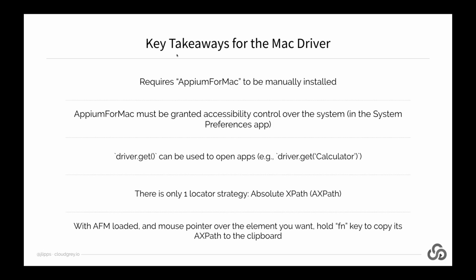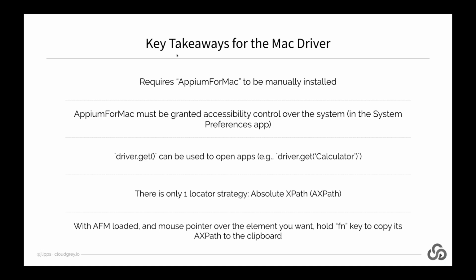First of all, there is an actual Mac application, a .app that runs on a Mac called Appium for Mac, and this has to be manually downloaded and installed, I should say, and put into your applications folder. Appium for Mac must also be granted accessibility control over the system. And it's actually not just Appium for Mac that has to be granted accessibility control, but whoever is the kind of parent process of Appium for Mac.